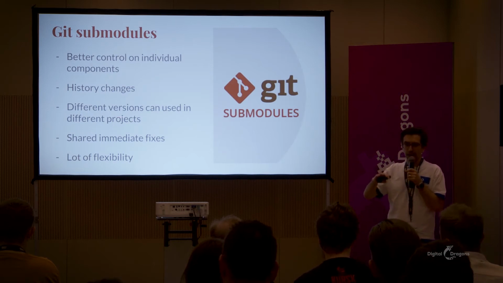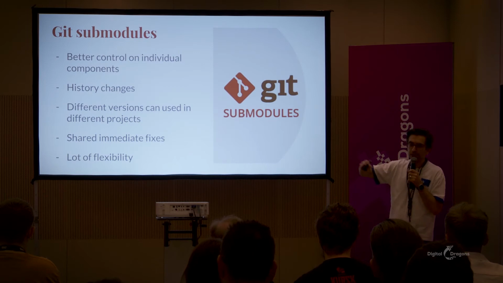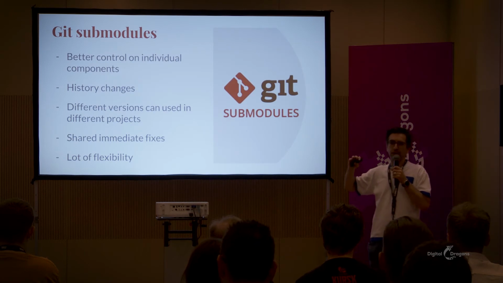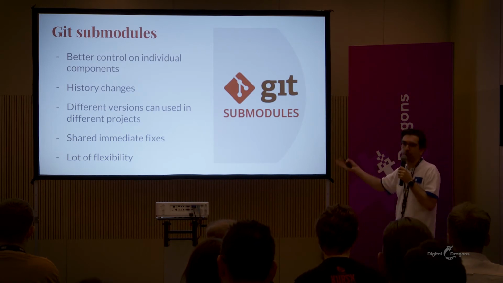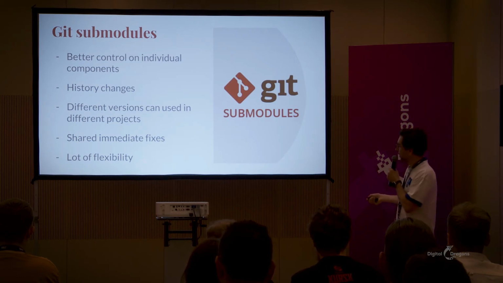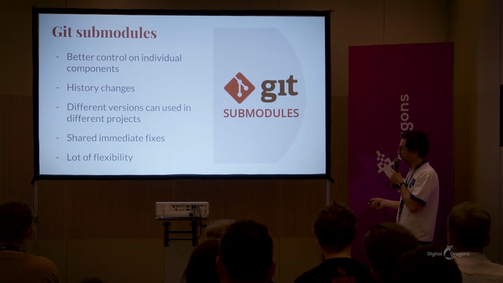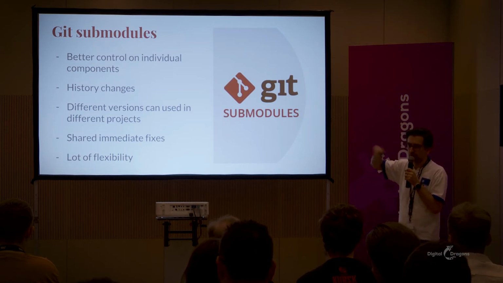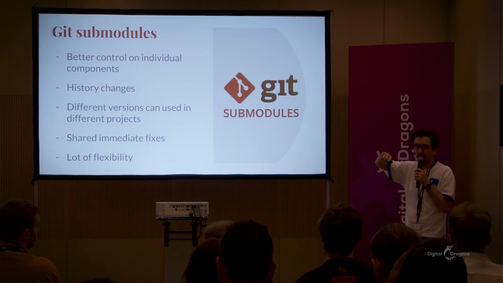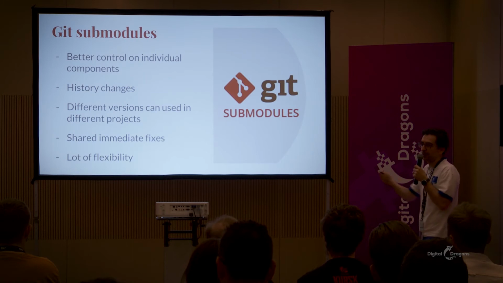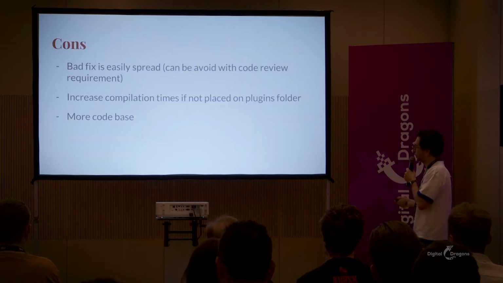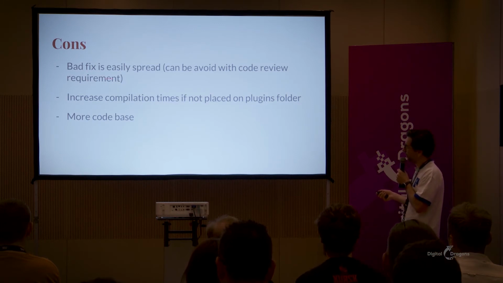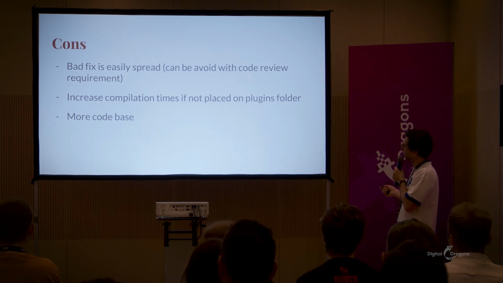So if we have a game that is going to be released very soon, we don't want to start using a new version. We can stay with the current version of the reusable code, but other projects can start using the new version. And the fixes are shared immediately. So if someone finds a bug and submits a fix to the submodule, all the games that are using this submodule will be updated with this fix automatically when you pull these changes from the repository. The bad thing about this approach is that a bad fix is easily spread, but this can be avoided with code review requirements.